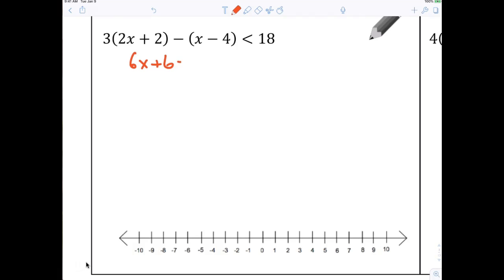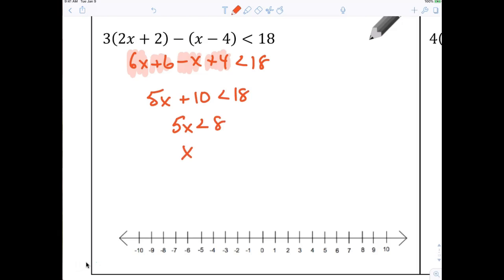6x plus 6 minus x plus 4 less than 18. Everybody good? Now we're combining terms. 6x minus 1x is how much? 5x. Then we're combining the 4 and the 6, which makes what? Plus 10 is less than 18. Now we subtract 10. 5x is less than 8. X is less than 8 over 5.